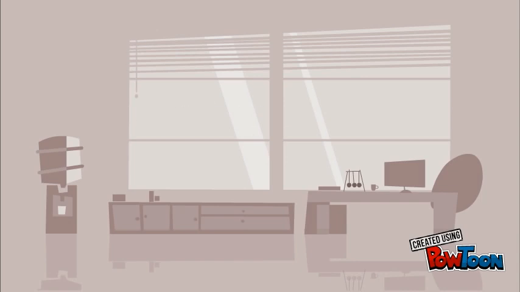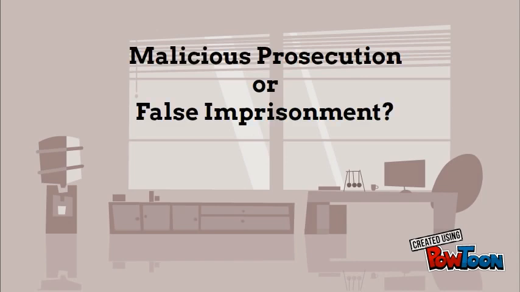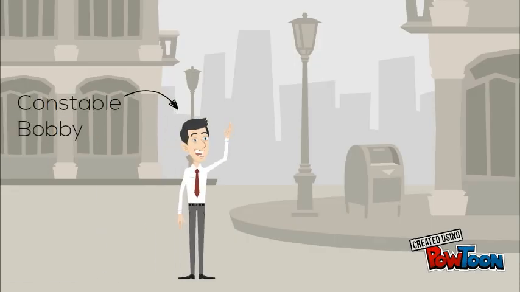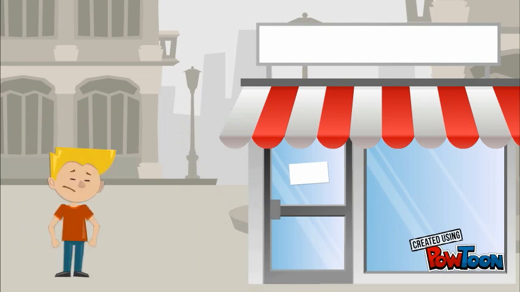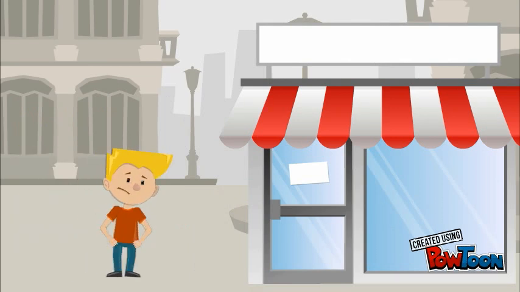The next scenario is about a tort called false imprisonment that often gets mistaken as malicious prosecution. This is Constable Bobby. He patrols around the city on foot to catch criminals. Constable Bobby had responded to a theft report from dispatch. The suspect is described to be wearing a red shirt and blue bottoms.